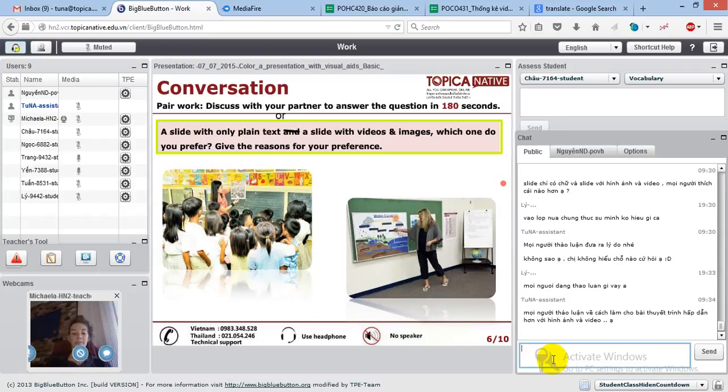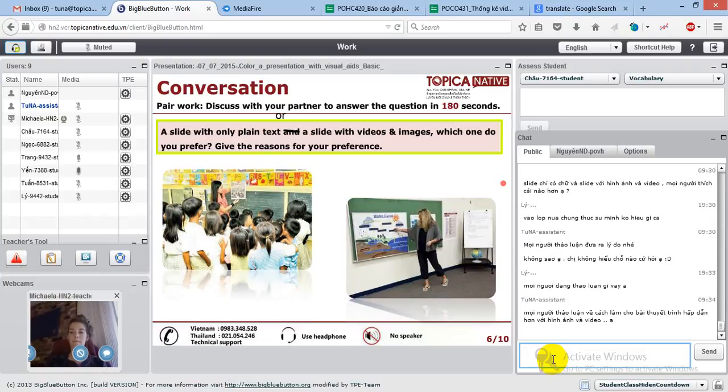First, I think images and videos make the slide more exciting and lively. All the audience concentrate on the presentation more. You see, for the children, do you think the same?